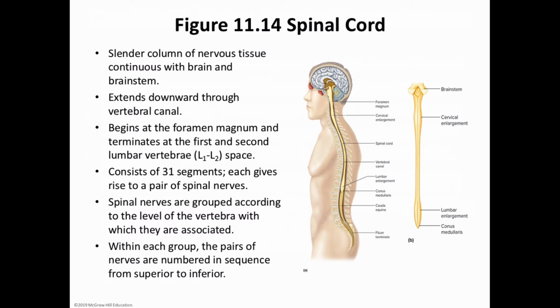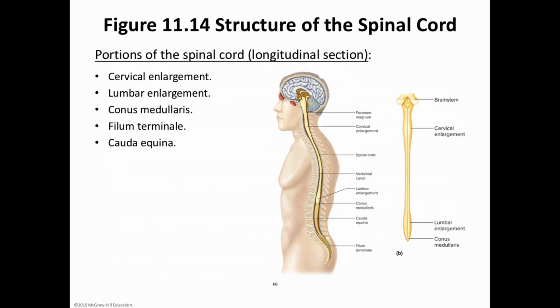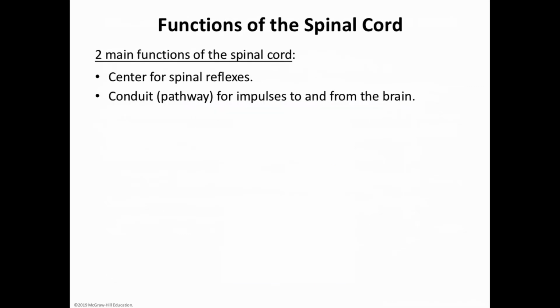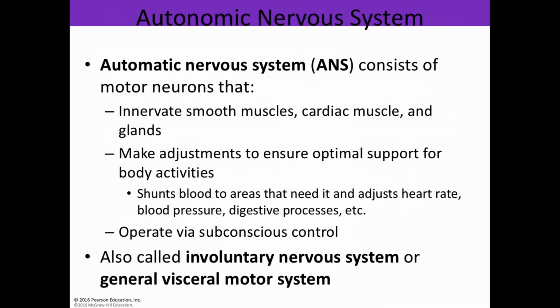So there are 31 segments giving rise to a pair of spinal nerves. The spinal nerves are grouped according to the level of the vertebra with which they are associated. So let's continue on. So there is the cervical enlargement, the lumbar enlargement, the conus medullaris, the filum terminale, and the cauda equina. This is a spinal cord cross-section that you all will see in lab. Two main functions of the spinal cord: A, it is the center for spinal reflexes, and B, it's the pathway for impulses both to, class, and from the brain. So, that is the spinal cord.